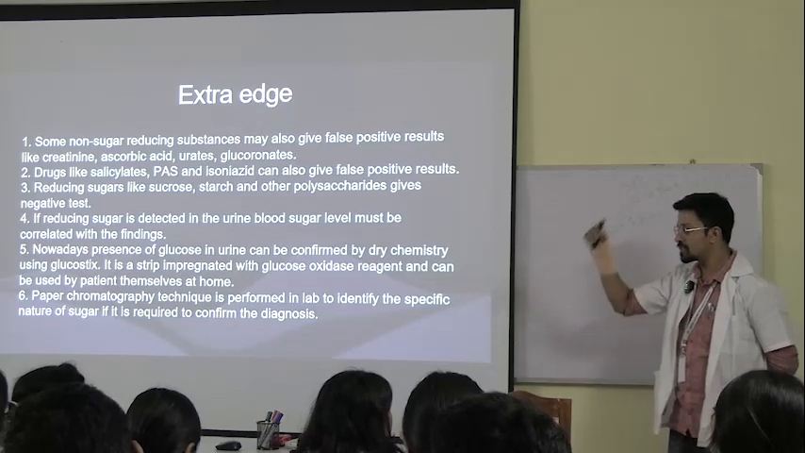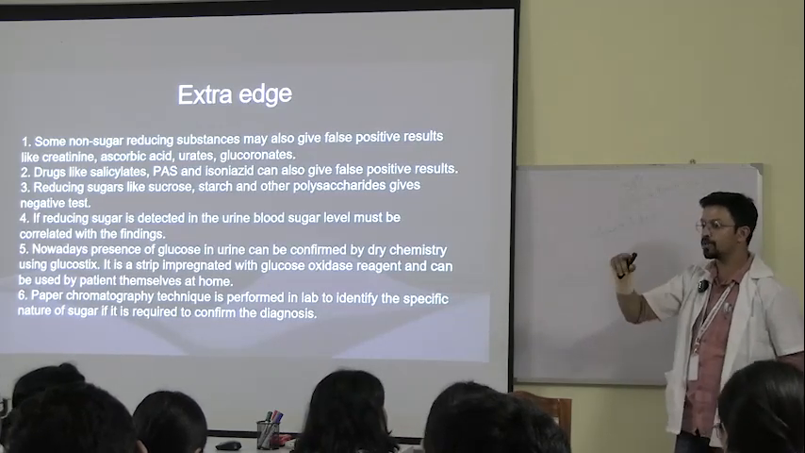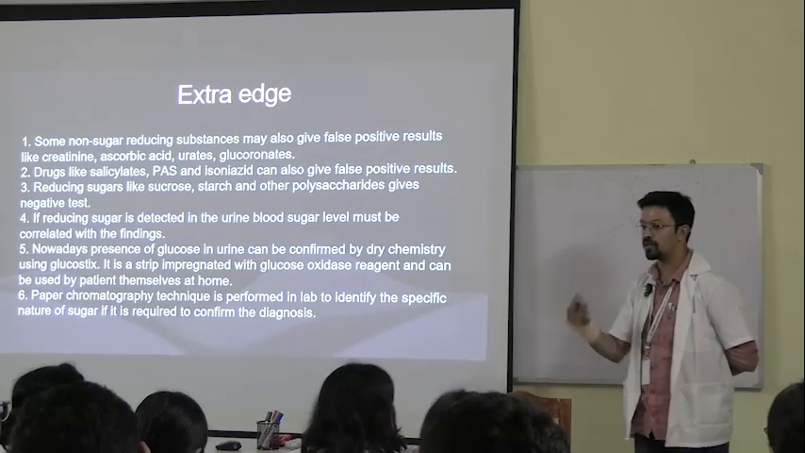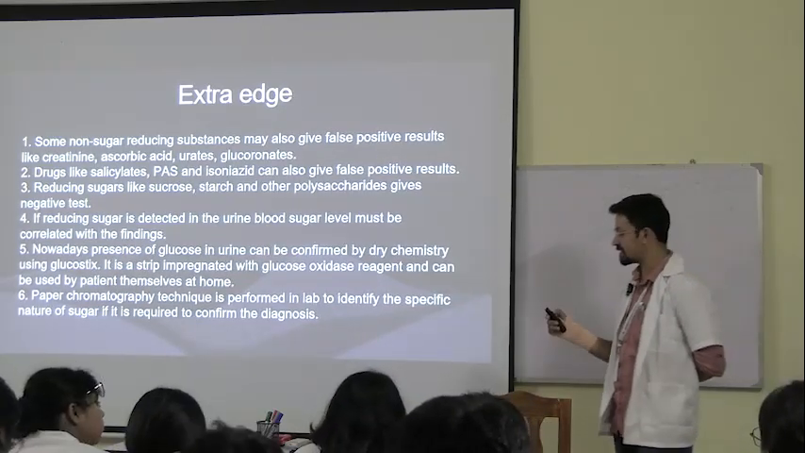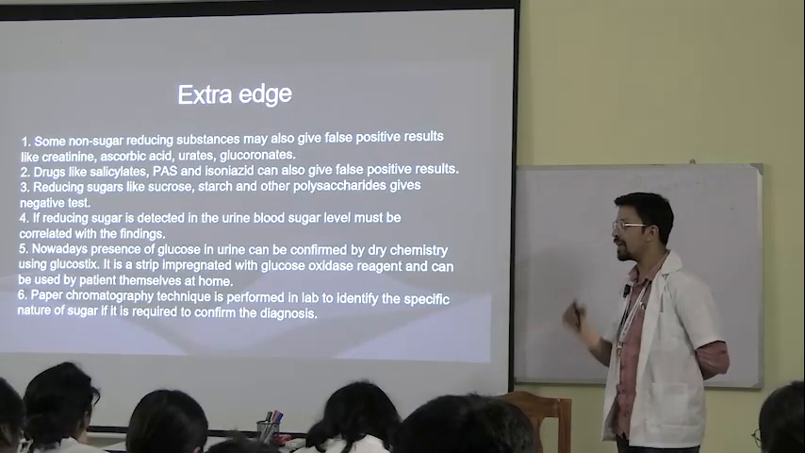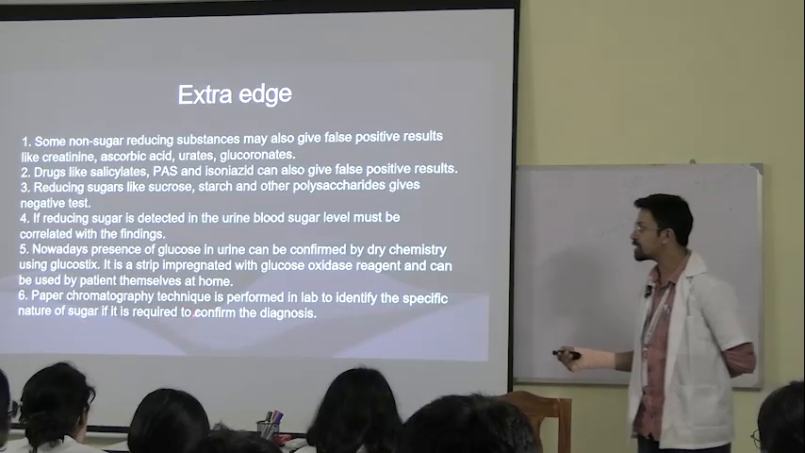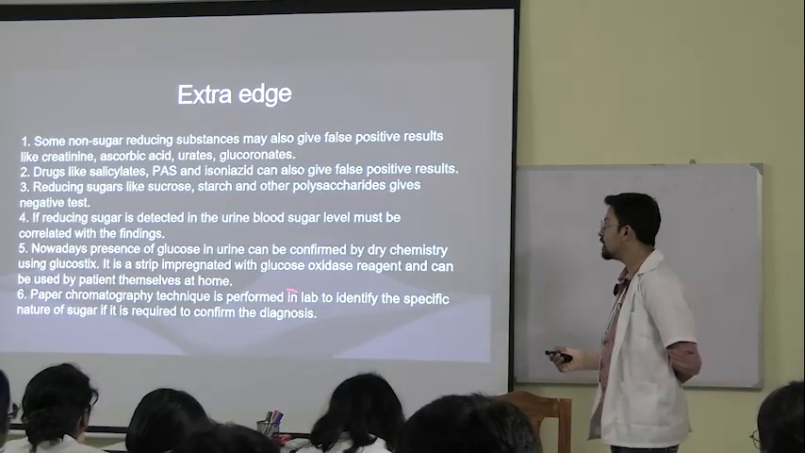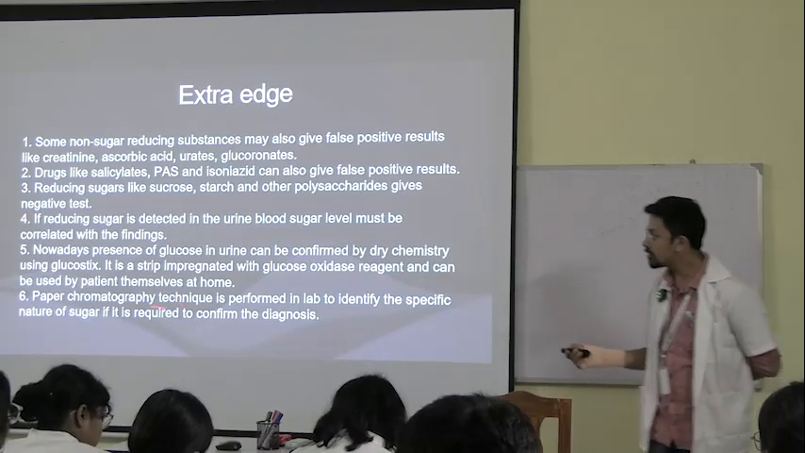Okay, like we do in case of ketone bodies as well. There is one strip you put in the urine sample, there are some color changes and there are some markings. Depending upon the color change, you say how much ketone bodies there are, 1 plus, 2 plus, 3 plus. Same way, in case of glucose also, glucose sticks are available with which you can say how much glucose there can be. Just an approximation, not the exact amount. Okay, and there is a paper chromatography technique as well, which is performed to identify the specific nature of the sugar.